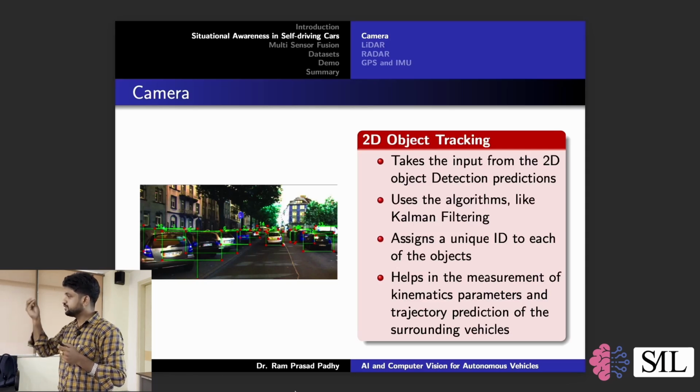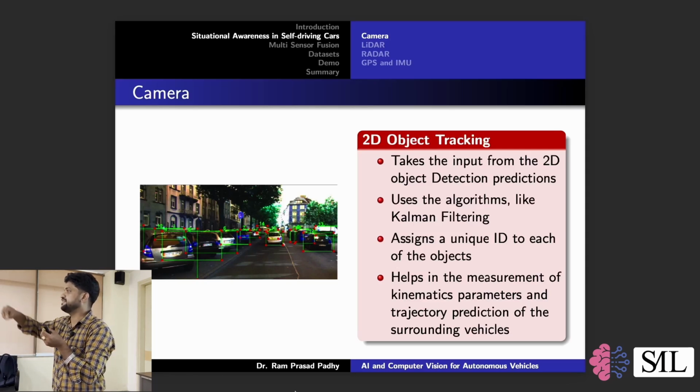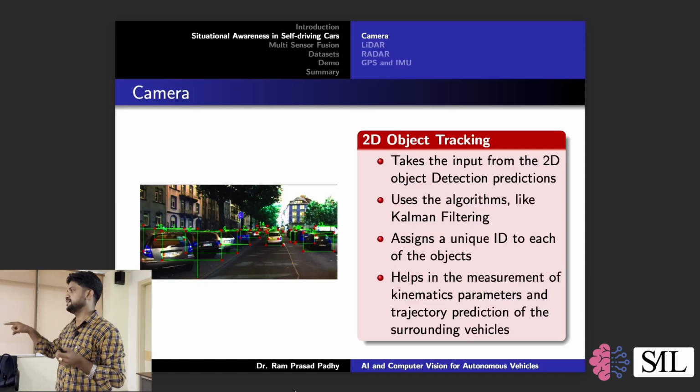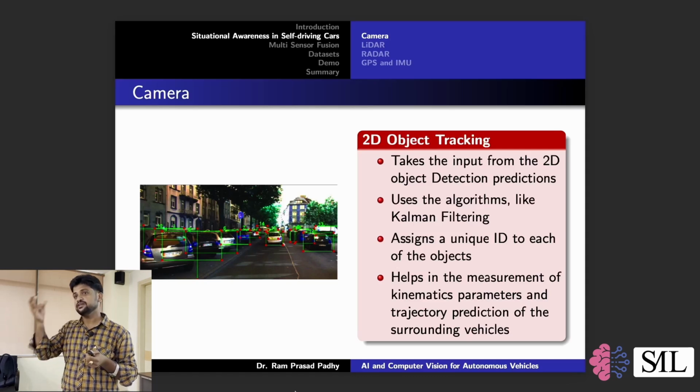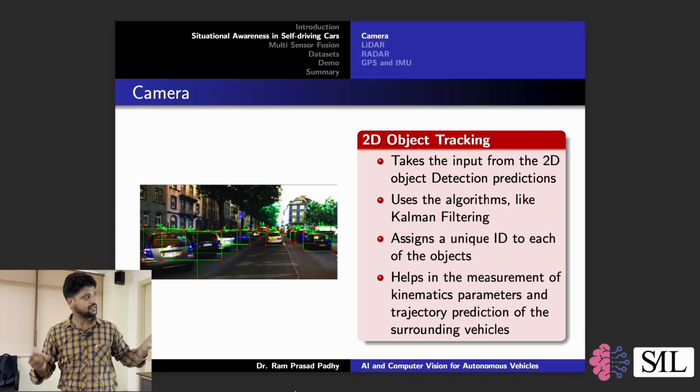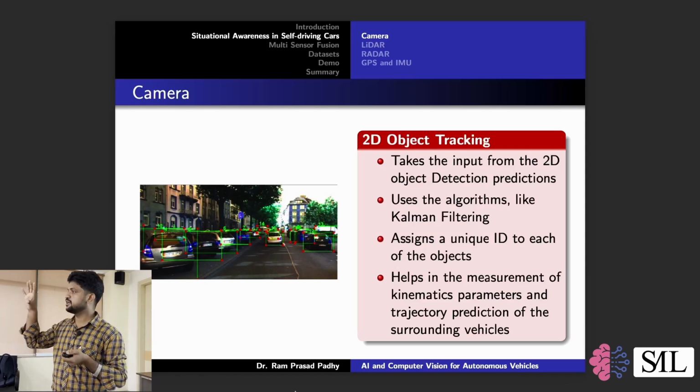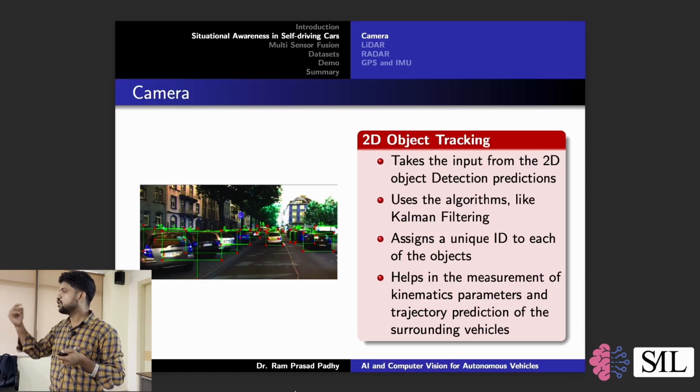How does that help? If you give a unique ID, you can know what track they are following. So I can say that car 1 is moving in this path, car 2 is moving in this path, car 3 is moving in this path. That is where you get the trajectory prediction for different vehicles in the environment. If you can do trajectory prediction for different vehicles, the autonomous vehicle can optimize its path. That is where object tracking is very important. But this is 2D object tracking because it is done on the camera plane, and that is not going to help that much from the autonomous vehicle's perspective.